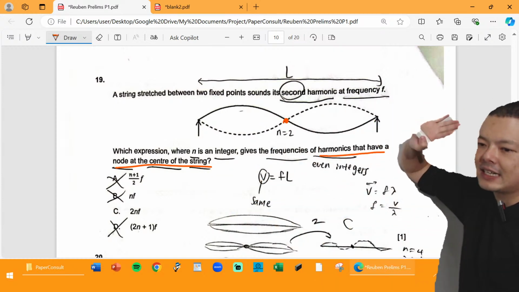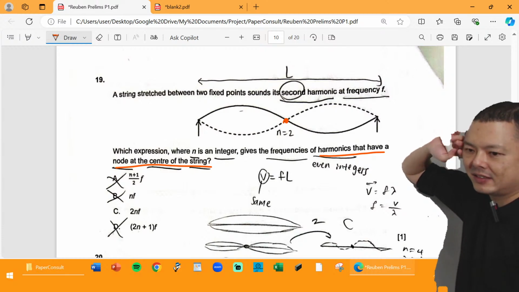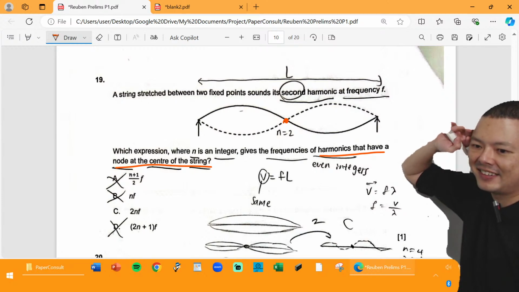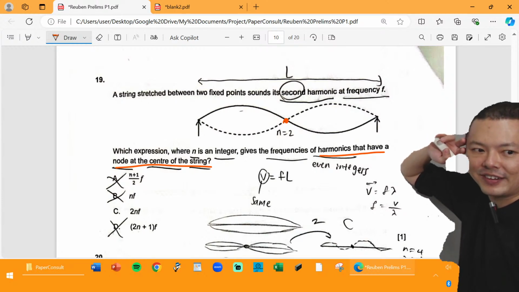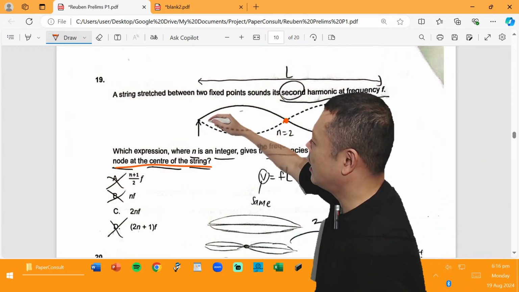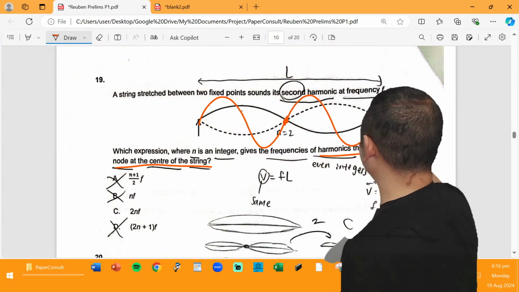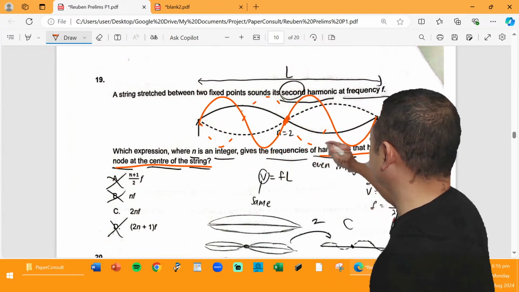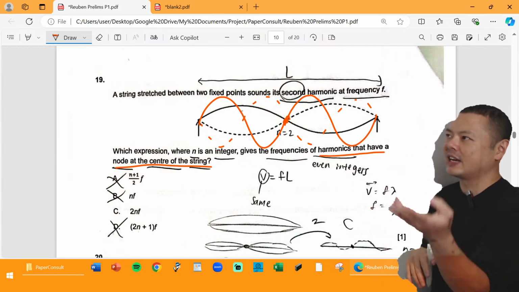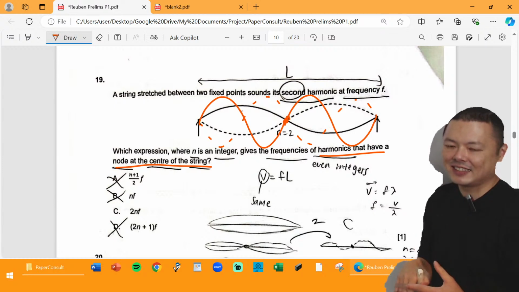So first harmonic, does it have a node? Don't have. Second harmonic got. Third harmonic don't have. Fourth harmonic got. Fourth harmonic means four halves, which means two waves, so it's one and then two, like that. Then you realize that fifth harmonic don't have, sixth harmonic have, seventh harmonic don't have, eighth harmonic have, all the even numbers.